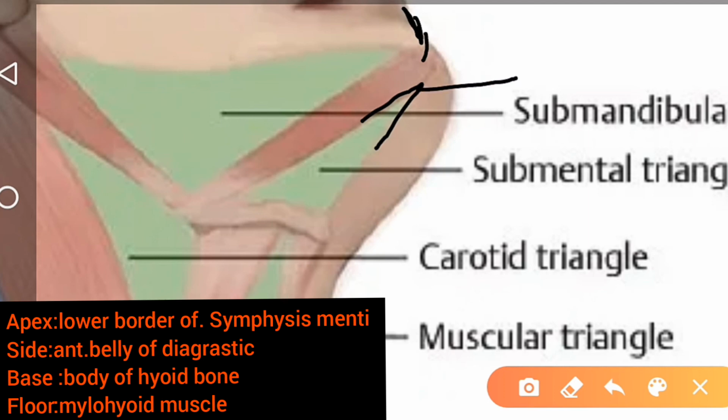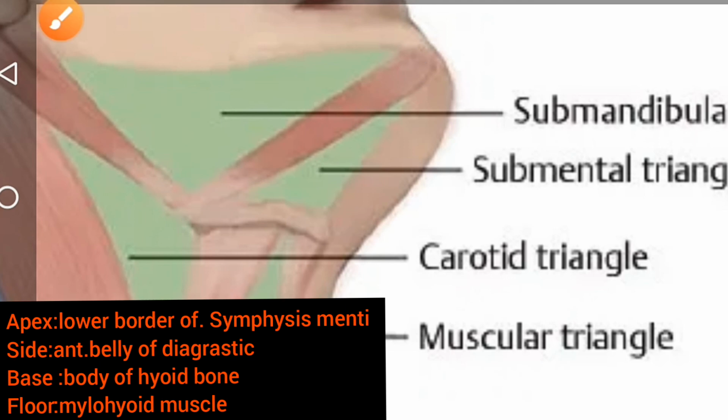This forms the apex, and the sides are formed by the anterior belly of the digastric. Base is formed by the body of the hyoid bone, and the floor is formed by the mylohyoid muscles.